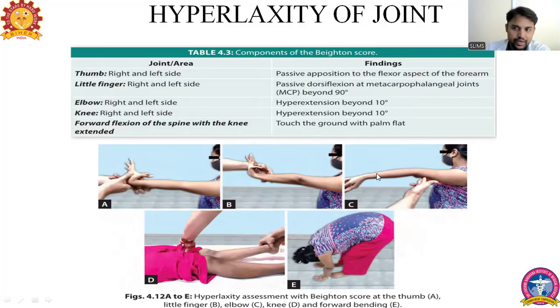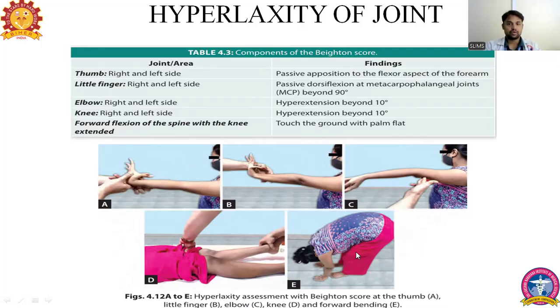You should also check the extension of the elbow. Usually there will be around 5 degrees of extension normally, but hyperextension beyond 10 degrees indicates hyperlaxity. Then the knee joint. Normally there will be hyperextension of around 0 to 5 degrees, but here there is more hyperextension. And then there is forward flexion of the spine with the knee extended. Normally when we stand and bend down, we touch only the tips of the fingers to the ground, but this patient keeps the whole palm on the ground with the knee extended. So these are all the five components you should check in the Beighton score.